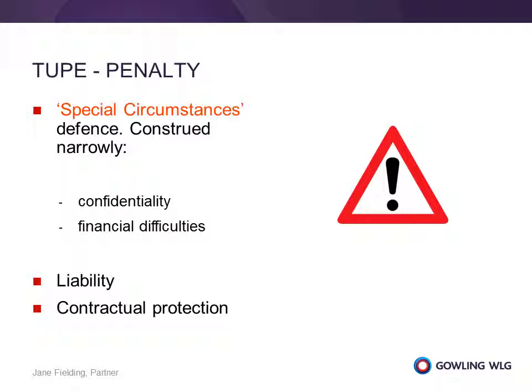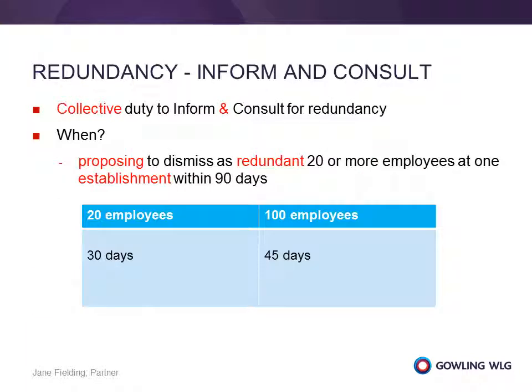So moving on from TUPE to collective redundancy. Again, this is a collective duty, again, to make sure staff are better looked after. And again, it's informing and consulting. And this obligation is triggered when an employer is proposing to dismiss as redundant 20 or more staff at one establishment within 90 days or fewer.